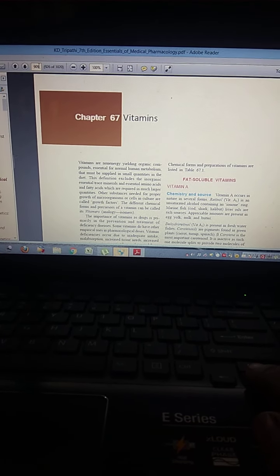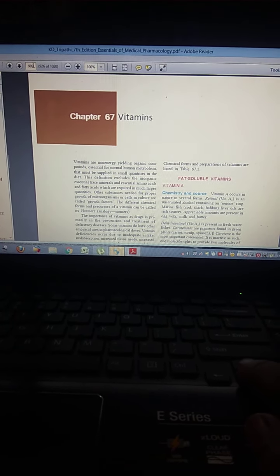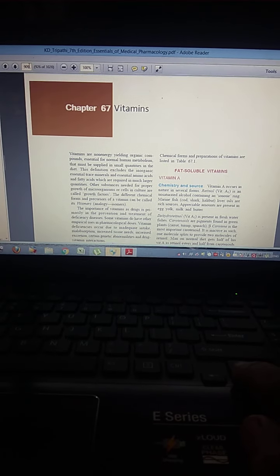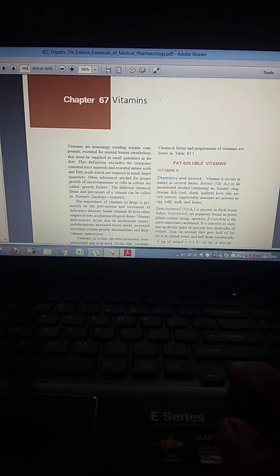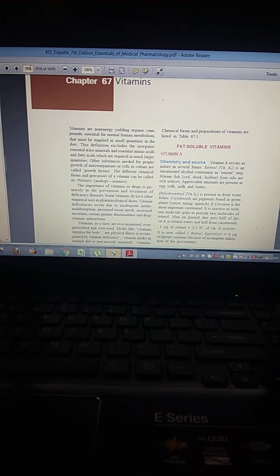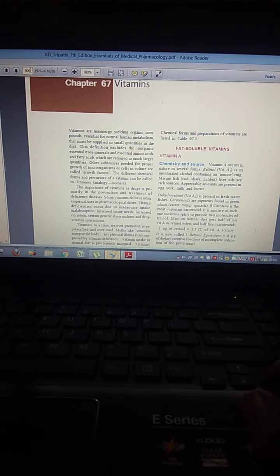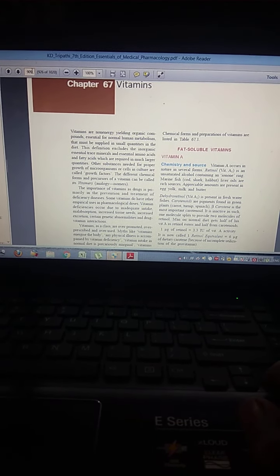Vitamins are non-energy yielding organic compounds, essential for normal human metabolism, that must be supplied in small quantities in the diet. This definition excludes the inorganic elements, essential trace minerals, and essential amino acids and fatty acids, which are required in much larger quantities. Other substances needed for proper growth of microorganisms or cells in culture are called growth factors.